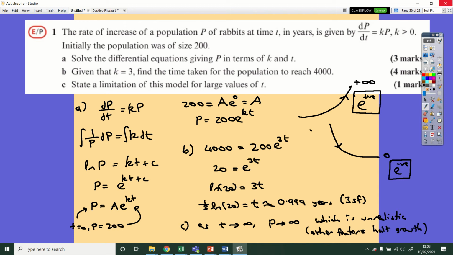Okay, that's question 1. That's worth 8 marks total, and that's the kind of thing that you're expected to write down.